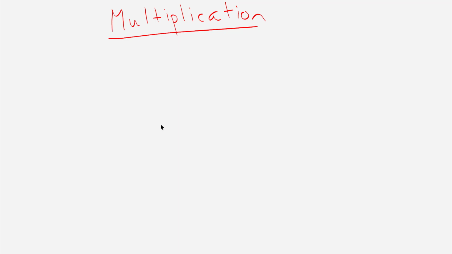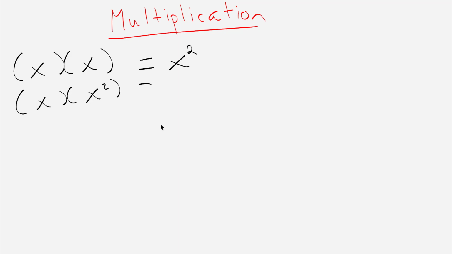When we're dealing with algebra, we usually use brackets to note that we're multiplying. So if you see something like x(x), this means we're multiplying x by x. And when you multiply x by x, you will get x squared. Another example, if you see x multiplied by x squared, you will get x cubed. What we're really doing here is adding the powers. In this case, we have 1 plus 2 is 3. And in this case, you have 1 plus 1 is 2. When you're multiplying the same base, you're adding the powers.